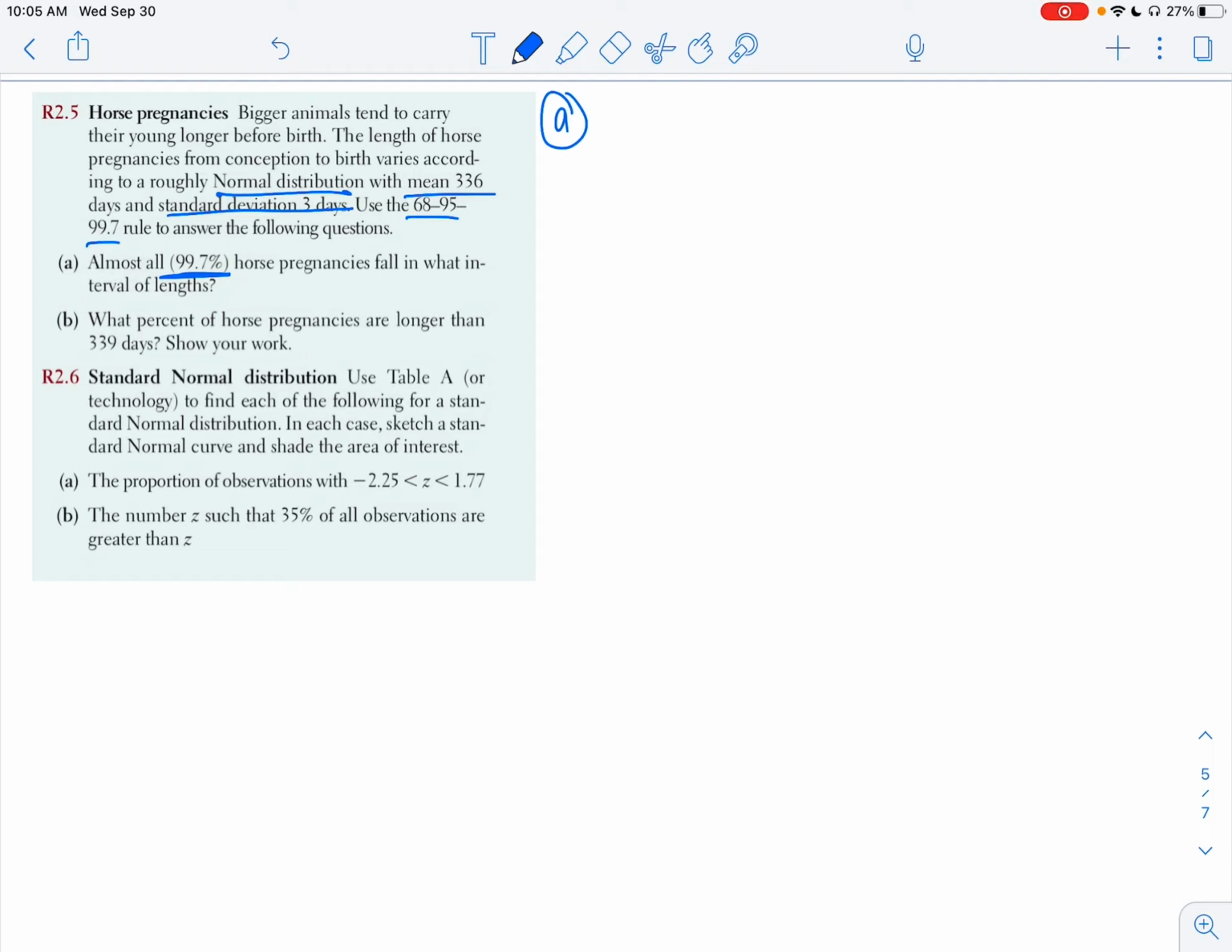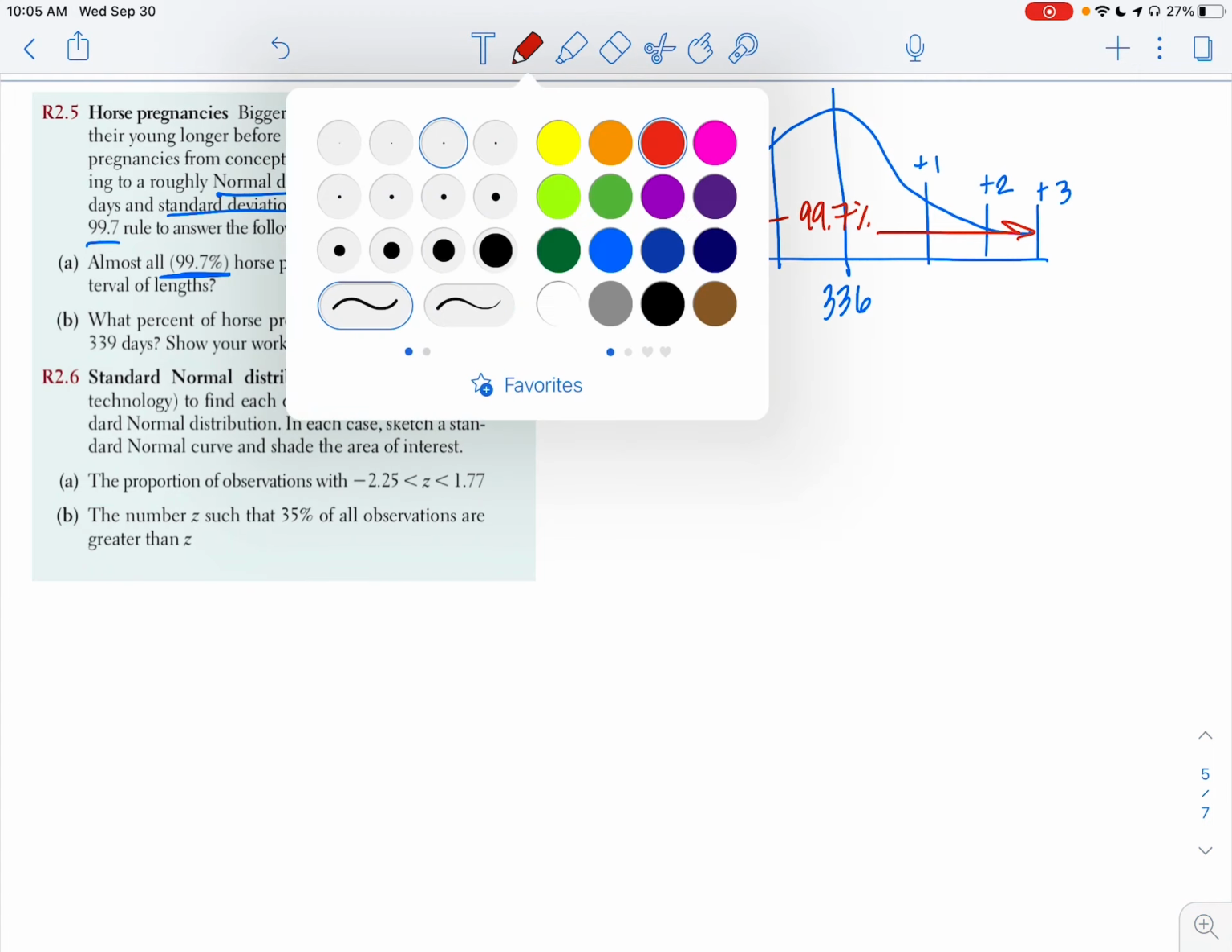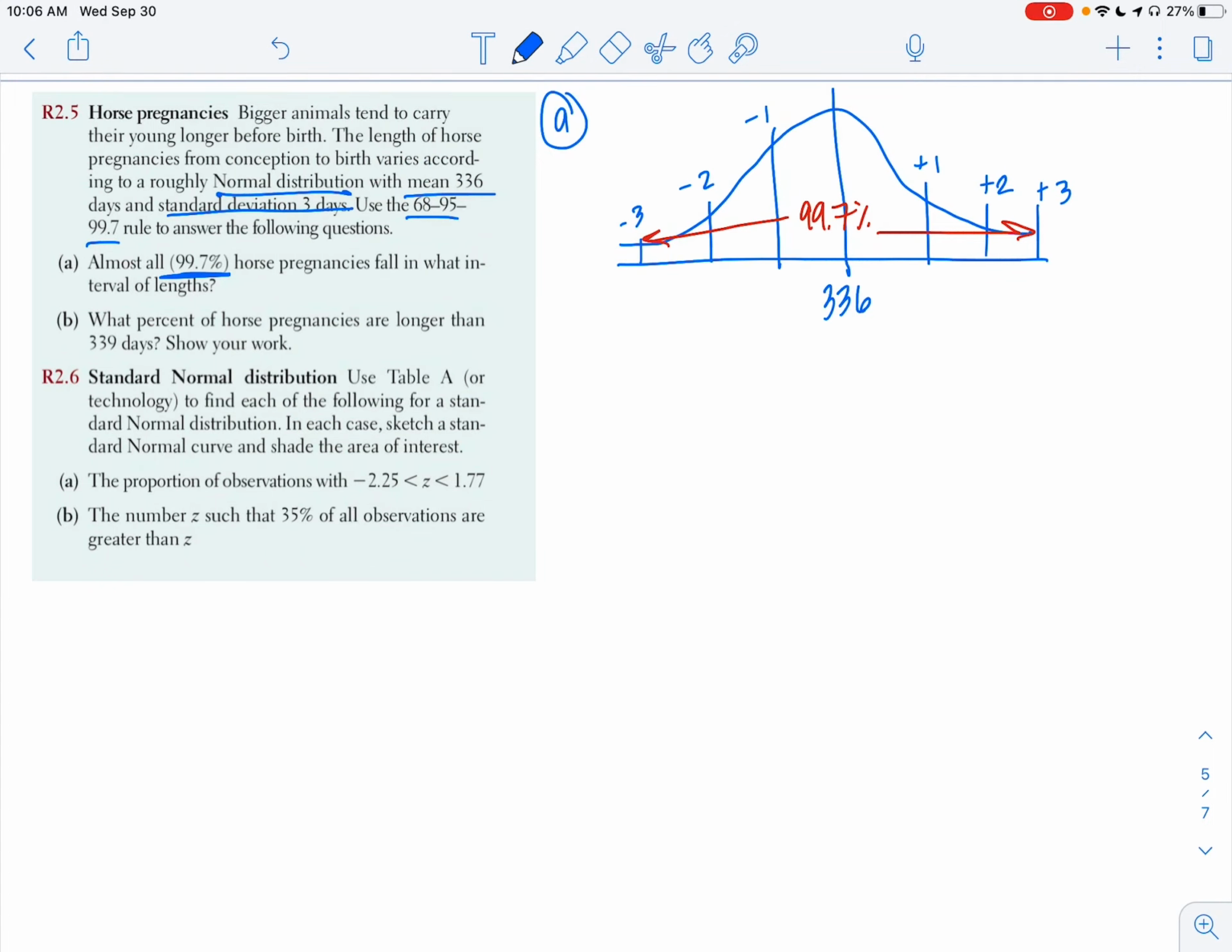To solve this question, I'm going to draw a curve because that would be the most helpful way for me to understand this. So if we have our normal curve, at the center is 336, we have +1, +2, and +3 standard deviations, and -1, -2, and -3 standard deviations. If we want 99.7%, that's all the way out to 3 standard deviations. So I need to find the values at 3 standard deviations.